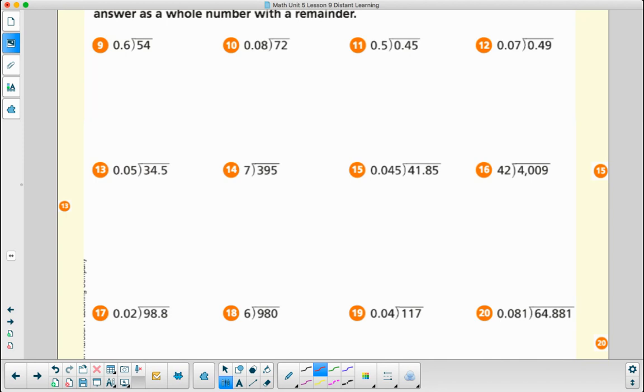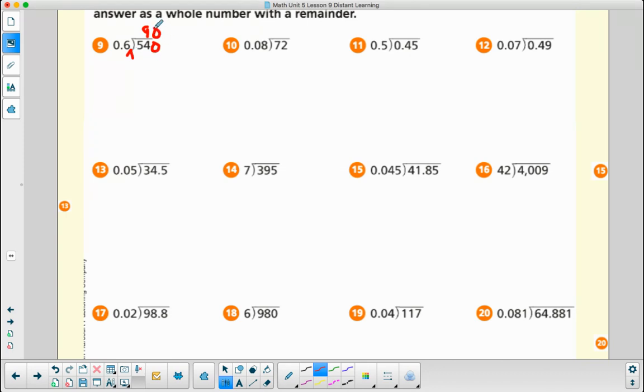Welcome back. So my divisor is a decimal, so I'm going to get rid of my decimal by multiplying by 10 and scooching my decimal 1 place right. That means I have to multiply 54 by 10 to make an equivalent problem. Now 5 divided by 6, I can't. 54 divided by 6 is 9 with nothing left. So nothing divided by 6 would be nothing.